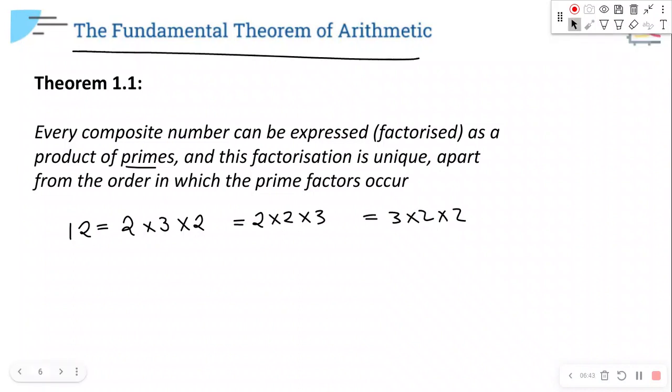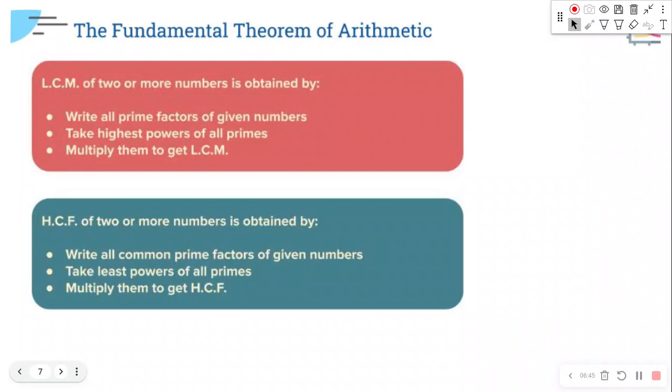Based on this, we have two important concepts of LCM and HCF. In grade 6 and 7 you have studied LCM, HCF. What is LCM? Least common multiple. When you do prime factorization, you will get the LCM and HCF. Now let's see the steps for the LCM of two or more numbers. They will give you 2, 3, 4 numbers.